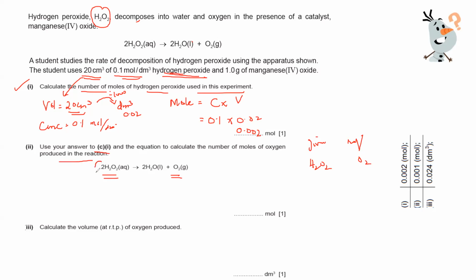When you check the equation, if 2 moles of hydrogen peroxide are there, then there will be 1 mole of oxygen. So the ratio is 2:1. But how many moles of hydrogen peroxide are there in the question?